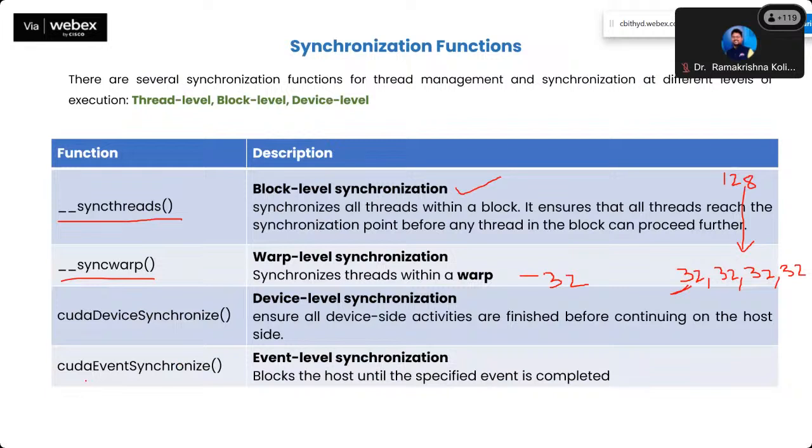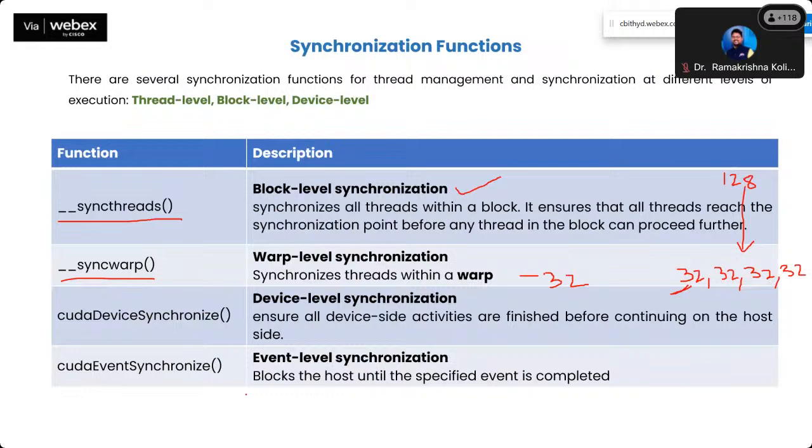And the next synchronization is cudaEventSynchronize. This synchronization is basically at the event level. If you are specifying any event or any condition, and you want the synchronization to wait until that condition is met or occurs, that kind of synchronization can be achieved with the help of cudaEventSynchronize.